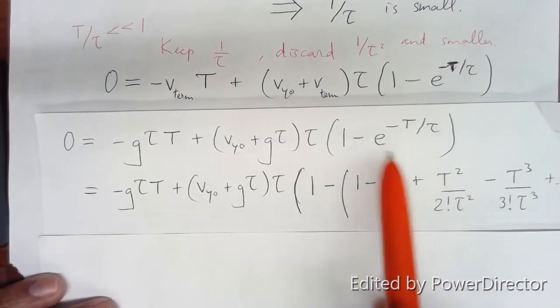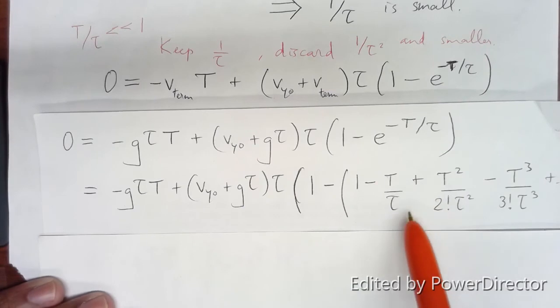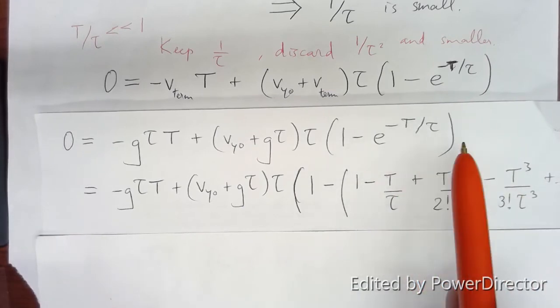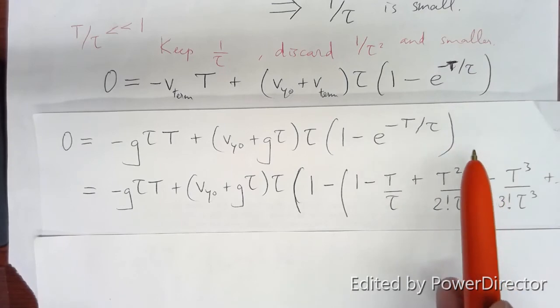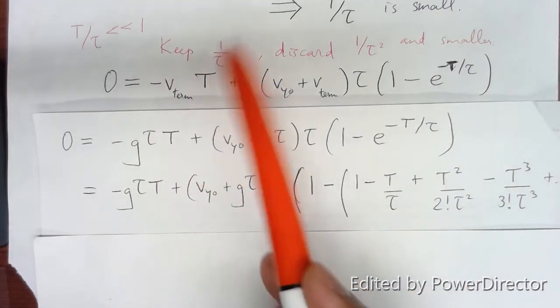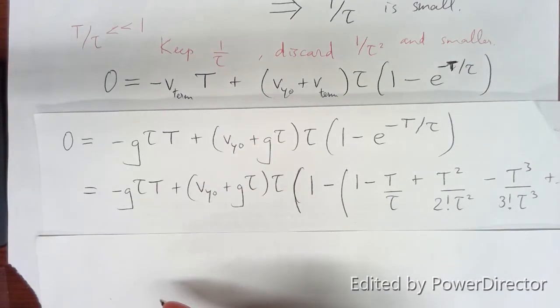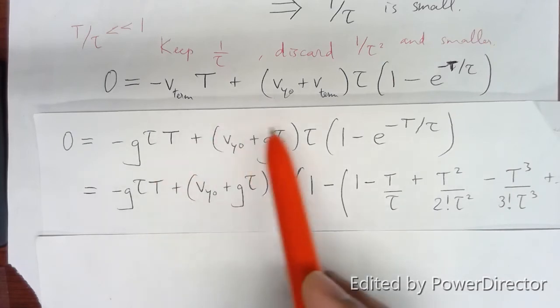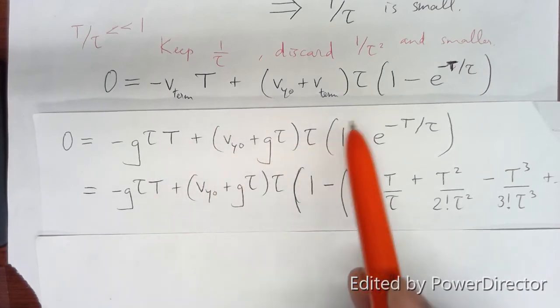There are, of course, an infinite number of terms in the expansion of the exponential, but we will only keep the first few. How many do we need to keep? Well, remember we said that we would keep terms that were linear in 1 over tau. This would represent the lowest order approximation of the effect that air resistance has on the time of flight. All right. Well, no real change over here.